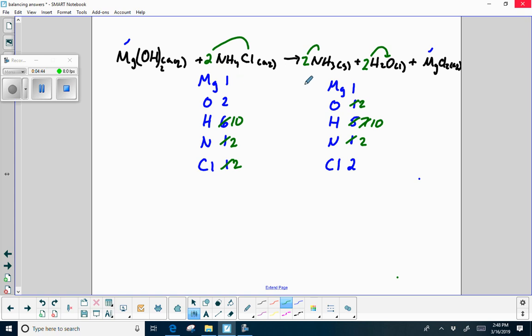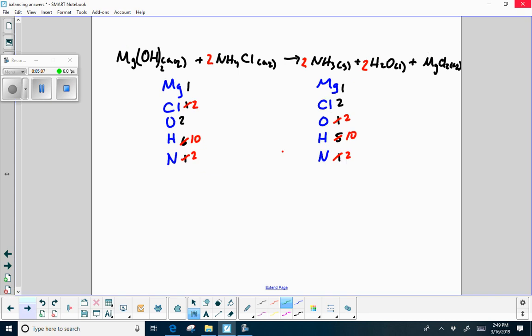Let's double check. 1 magnesium, 2 oxygens, okay? And I have 2 and then 8, so 10 hydrogens. And we have here 6 and 4, so 10 hydrogens. Two nitrogens, and finally two chlorines and two chlorines. Great, we're balanced. So we balanced the chemical equation here. Okay. All right, off to the next one.